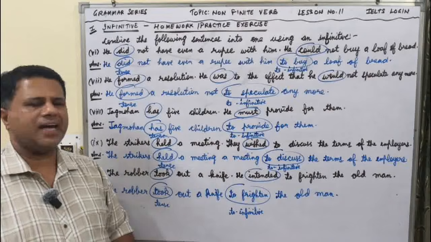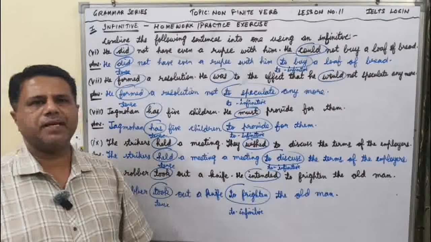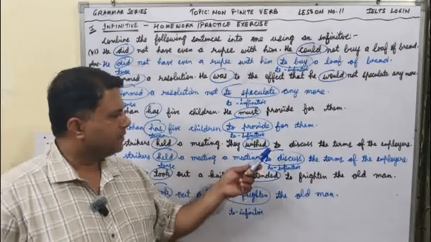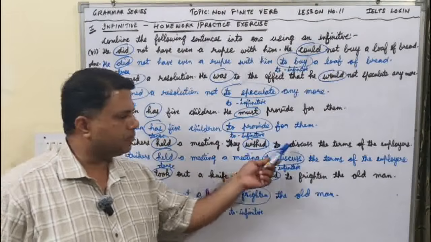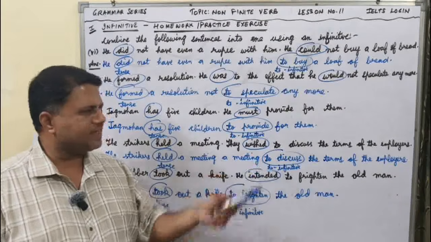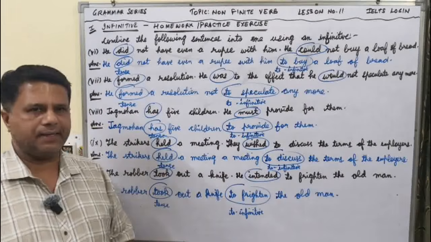The strikers held a meeting. Why? They wished to discuss the terms of the employer. In this sentence, to infinitive is already there. Just delete the other thing and join the sentence from to infinitive. The strikers held a meeting to discuss the terms of the employers. To infinitive, held is tense element.